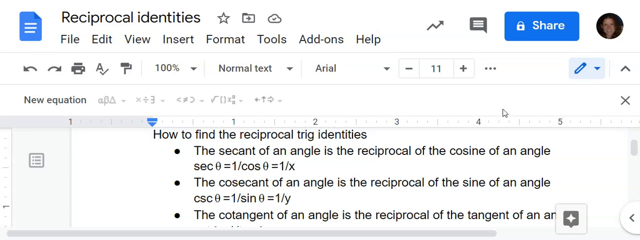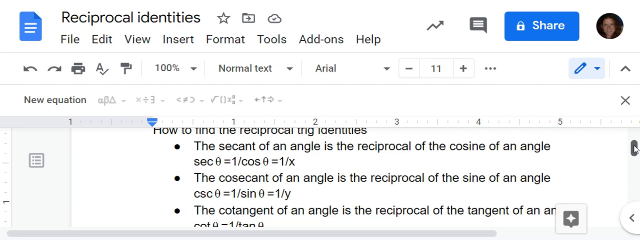We're going to look at reciprocal identities. So how to find reciprocal identities. The secant of an angle is the reciprocal of the cosine of an angle. Secant theta equals 1 over cosine theta, or 1 over x, because we know cosine is x.